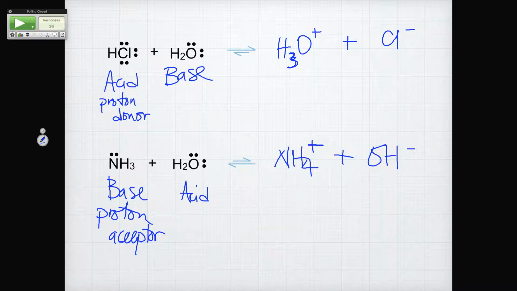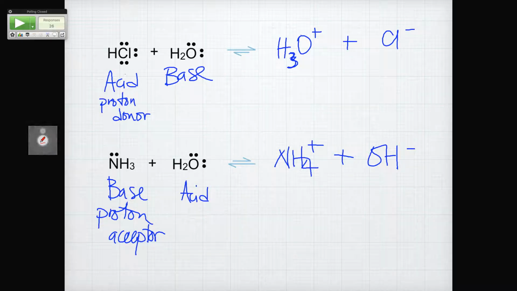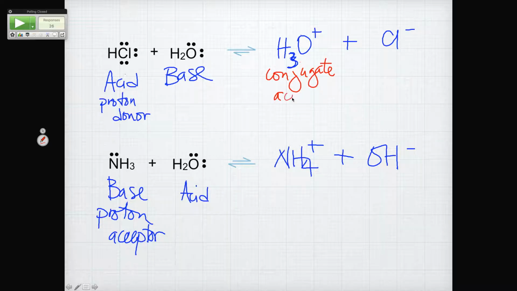Okay, now I'm going to ask you, in the top one up there, I'll go to red, what is the conjugate acid? Okay, conjugate acid comes from the base. Okay, and who is the conjugate base? Chloride. Okay, now we're going to do it on the bottom one. Okay, I got a base and an acid. So who's the conjugate acid?